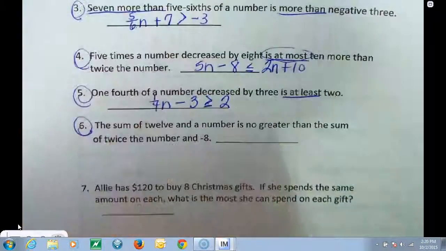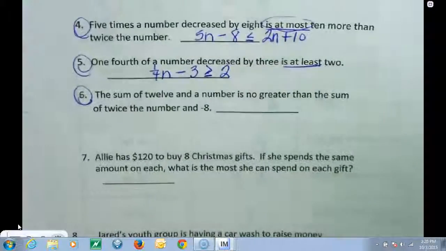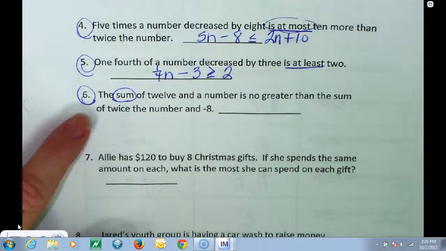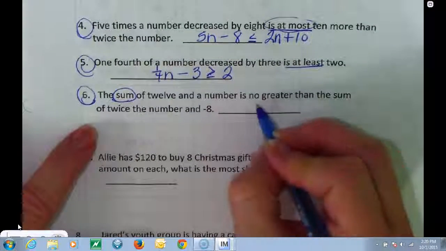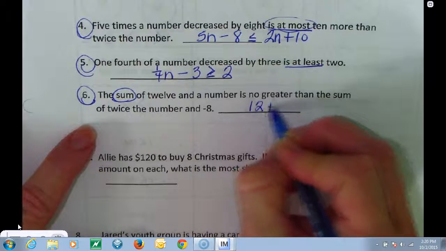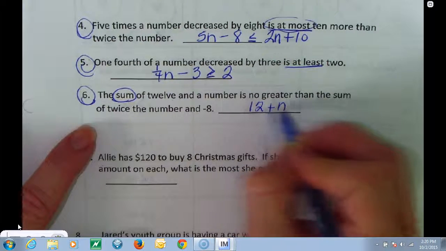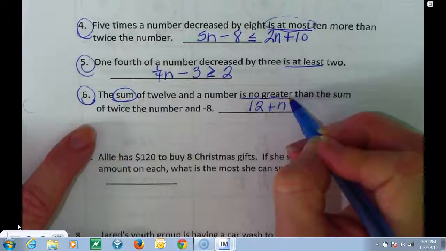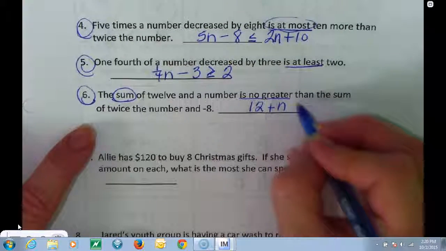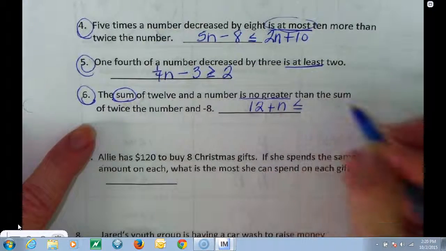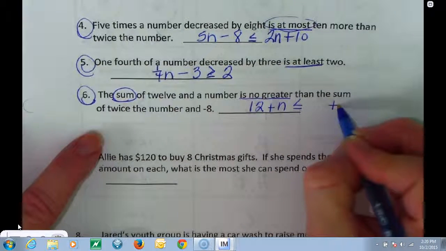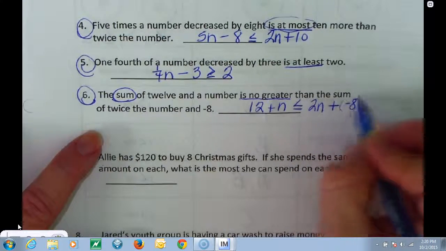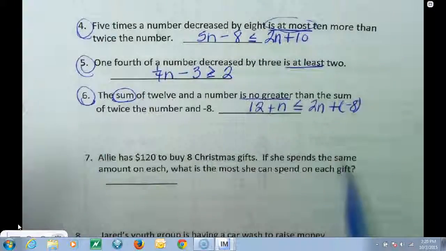This is at least 2, so it's 2 or more. Number 6. The sum means what? Add. The sum of 12 and a number, or you could have that backwards, it doesn't matter, is no greater than, it's not greater, so it's going to be less than or equal to the sum of twice a number and -8. And you can put that in parentheses if you want.